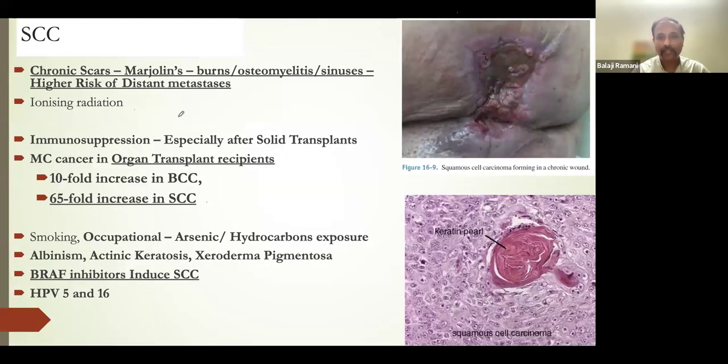So chronic scars like a Marjolin ulcer, burns, osteomyelitis. This is an osteomyelitic scar in a chronic wound. So this kind of picture can be given. All these are important. There is a higher risk of distant metastasis. Nodal metastasis are less common.